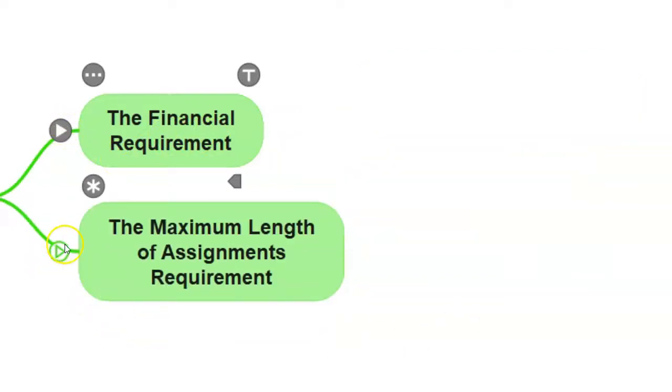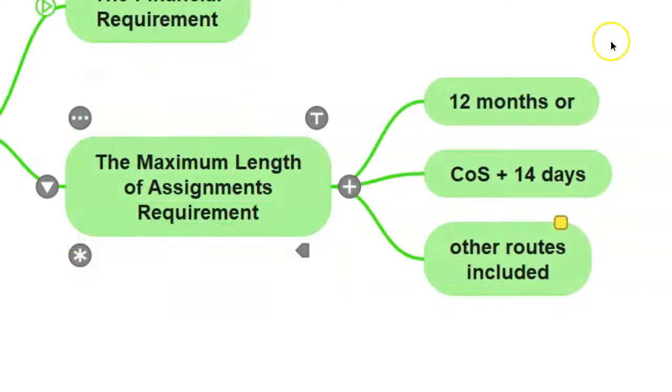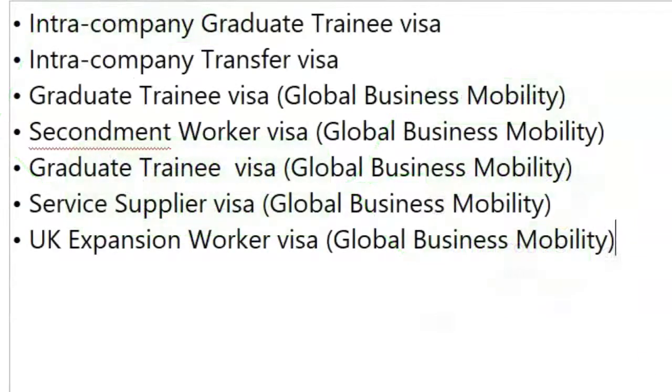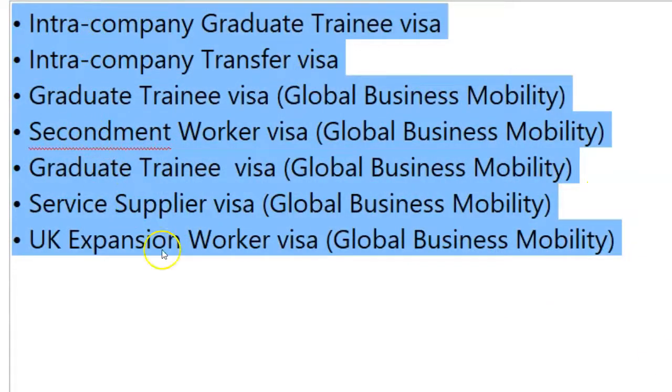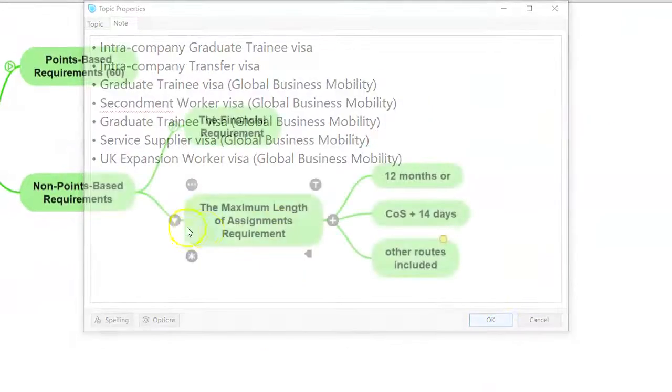With regards to the maximum length of assignment requirements, UK graduate trainee applicants cannot remain here for more than 12 months. Or if their contract is less than 12 months, then the duration of the visa will be the time mentioned on their certificate of sponsorship plus 14 days. So let's say your sponsor wants you to work here for 6 months, then your visa will be for 6 months and 14 days. And when checking if you meet the maximum length of assignment requirements, the decision maker will also take into consideration the time you spent in any of these categories. So all of these will be included in their calculations.